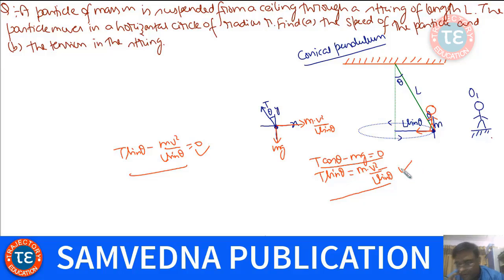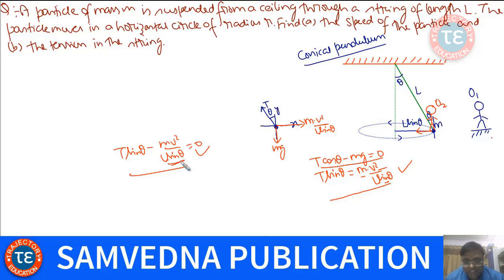Same equation. So whichever observer you take, if you take O1, the inertial observer, then this is mass into centripetal acceleration. If you take O2, the observer on the mass itself, then this is a non-inertial observer. In that case, this is the centrifugal force, m v square by r, where r is the radius of the circular motion, right?